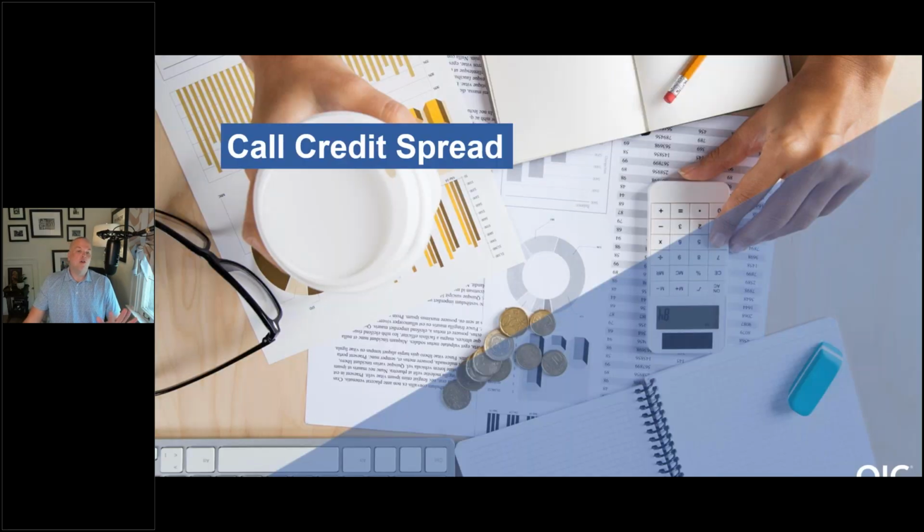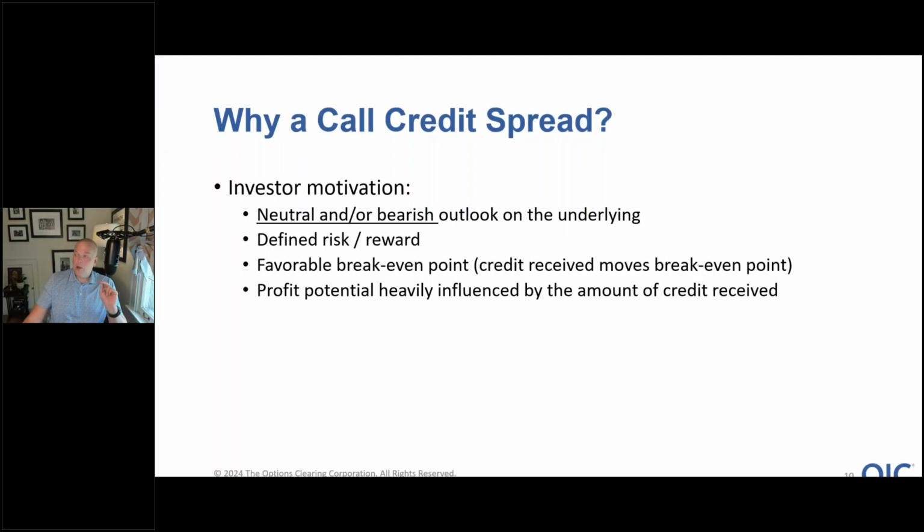All right, let's talk about the call credit spread specifically. Why are we trading call credit spreads in general? The motivation for a call credit spread is generally neutral or bearish. Why is that? The reason is because calls are generally positively correlated to underlying price. And so theoretically, the call spread is going to go up in value as the stock goes up in value. That's what the positive correlation actually means. Thus, if the stock goes down in value, theoretically, your call spread should go down in value.